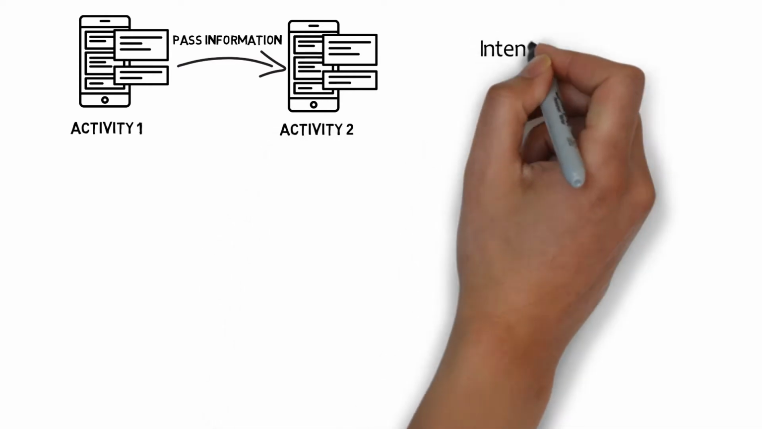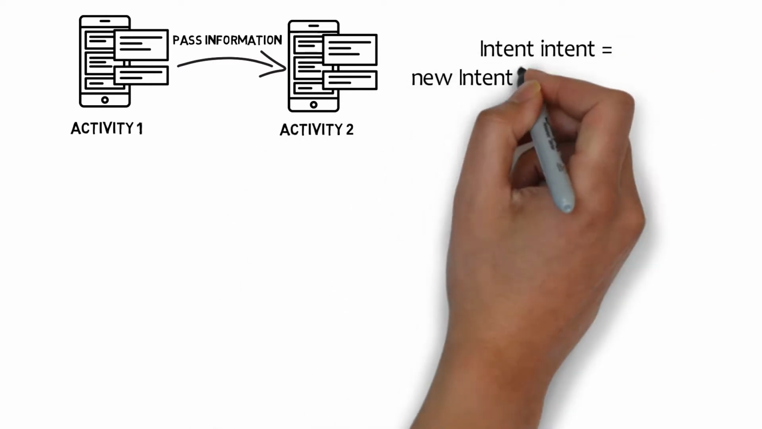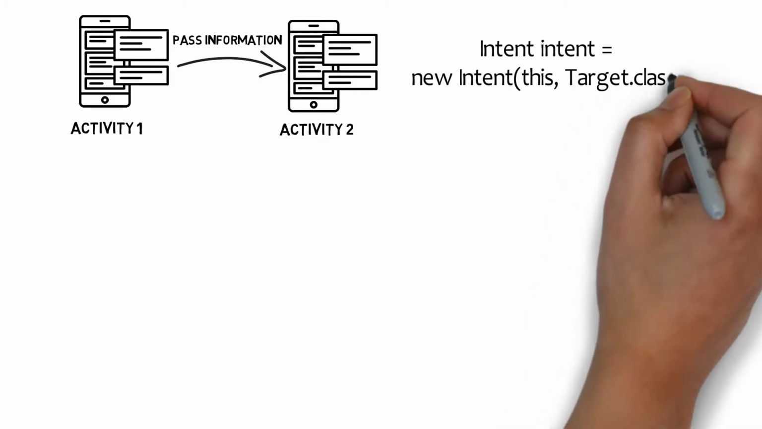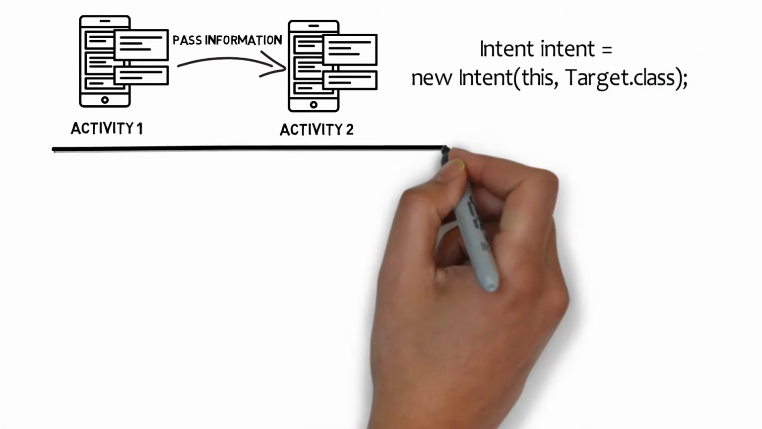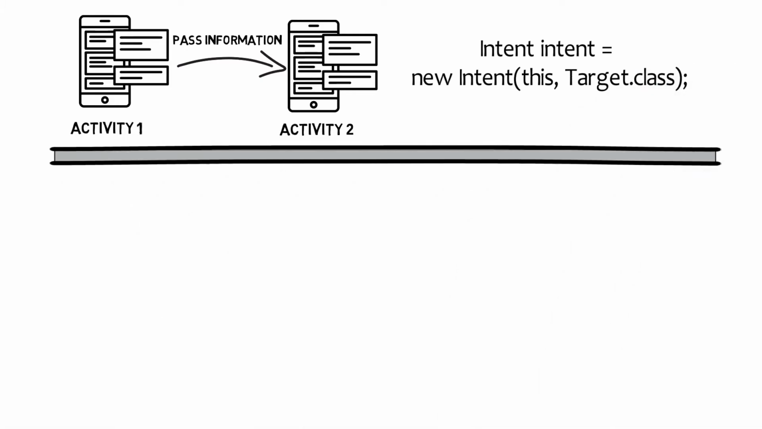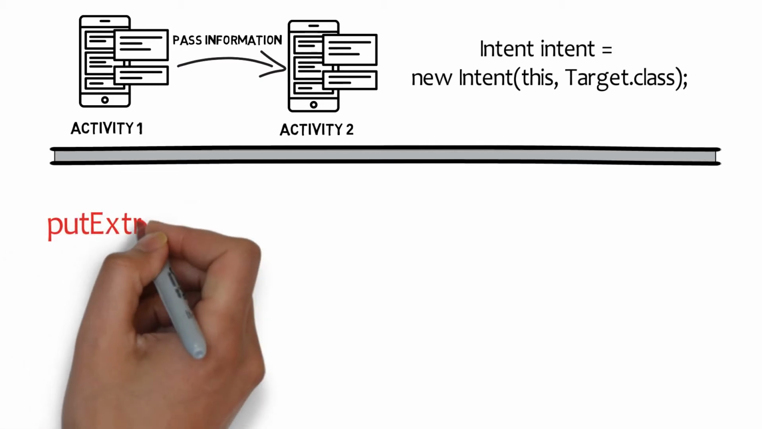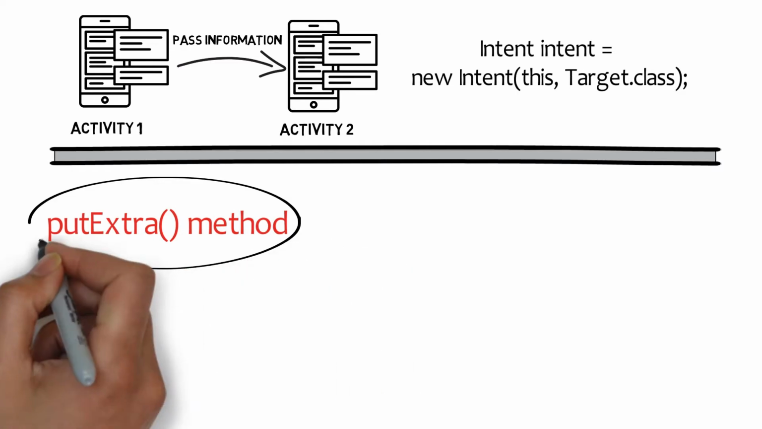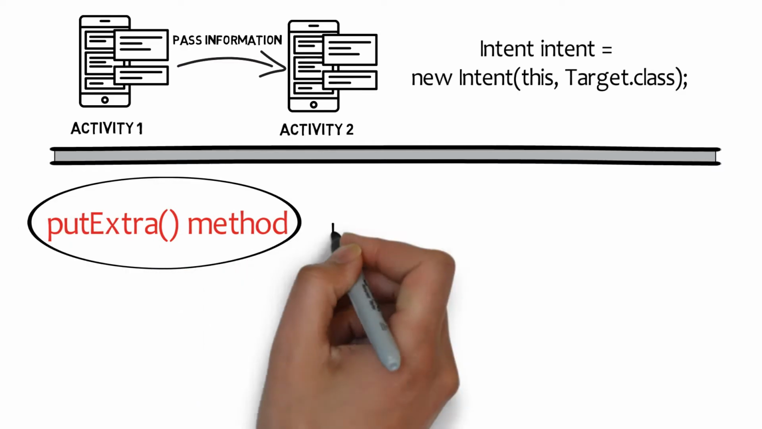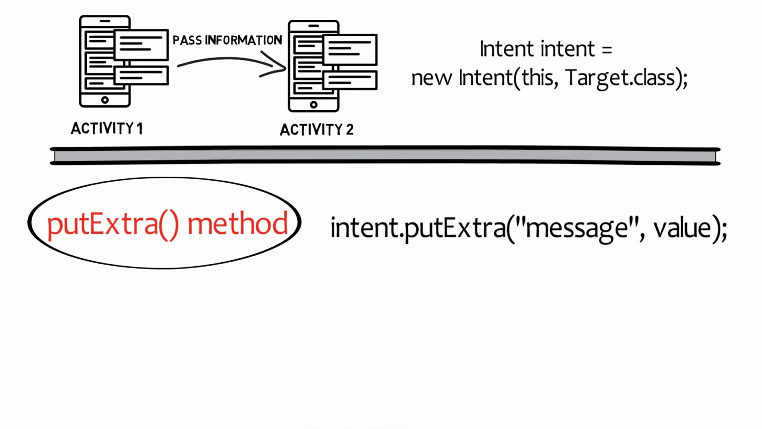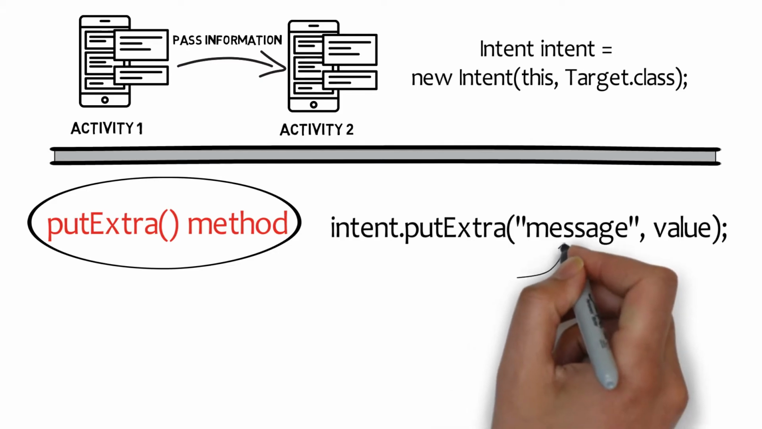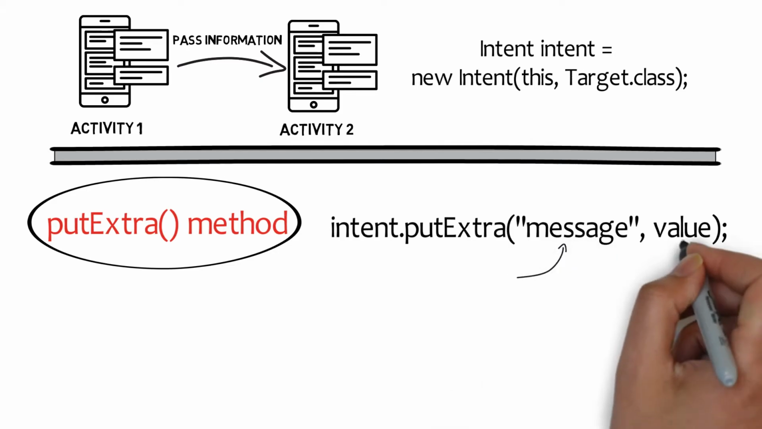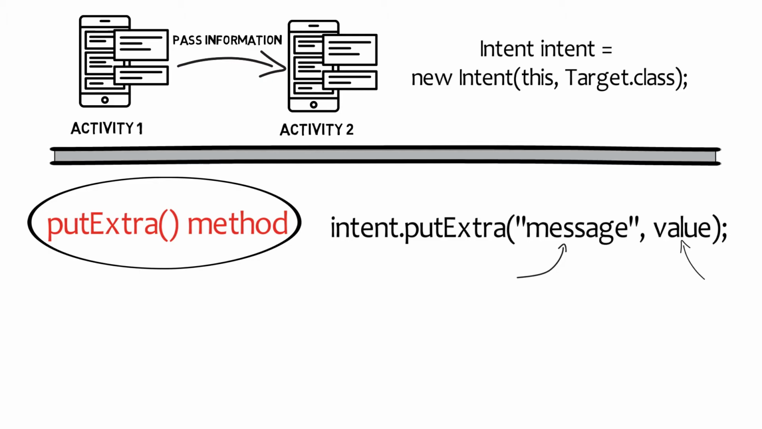You have seen how you can create a new intent using Intent intent = new Intent(this, Target.class). You can add extra information to this intent that can be picked up by the activity you are targeting, so it can react in some way. To do this, you use the putExtra method: intent.putExtra(message, value), where message is a string name for the value you are passing in and value is the value. The putExtra method is overloaded, so value has many possible types.